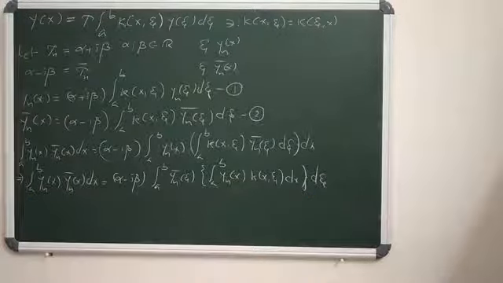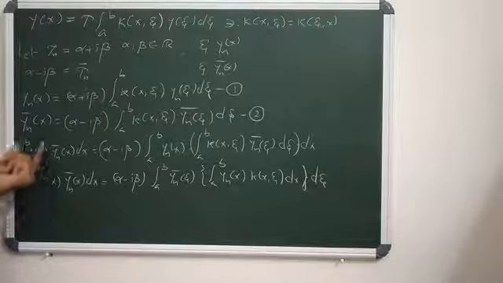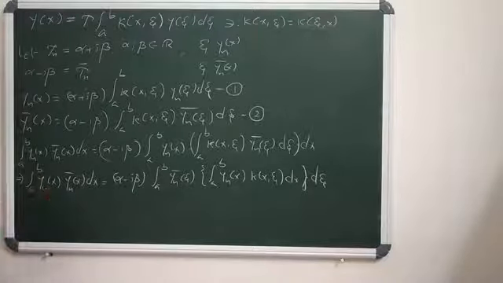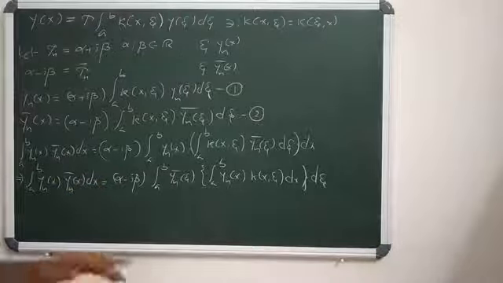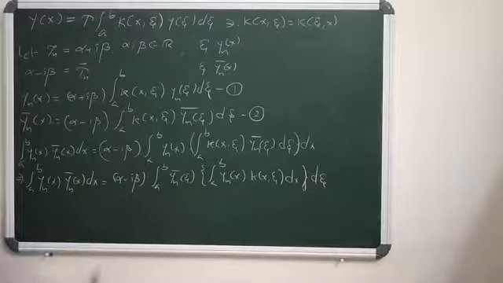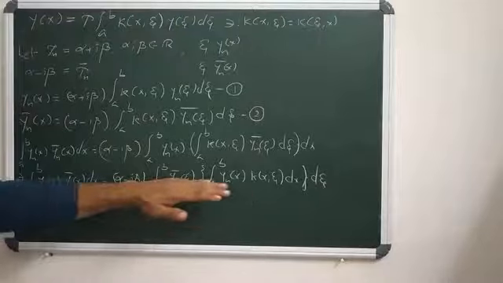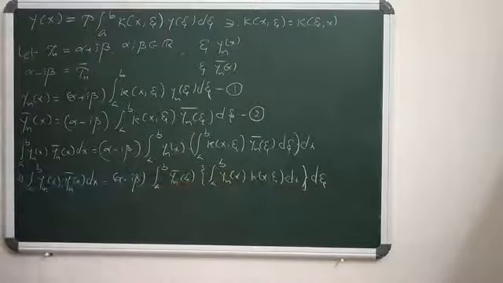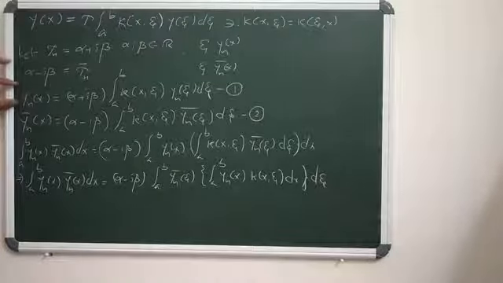Okay, so listen here, we have the integral from a to b of yn(x) yn bar(x) dx is (alpha minus i beta) into the integral from a to b of yn bar(theta) into the integral from a to b of yn(x) k(x, theta) dx, all into d theta. Okay, now listen, what is actually this yn(x)?